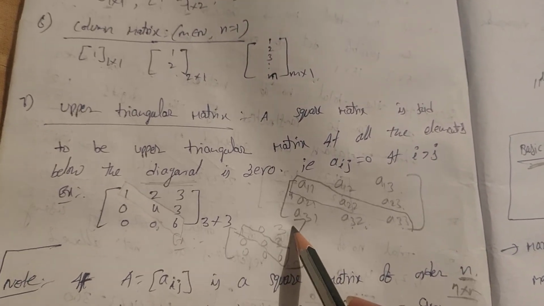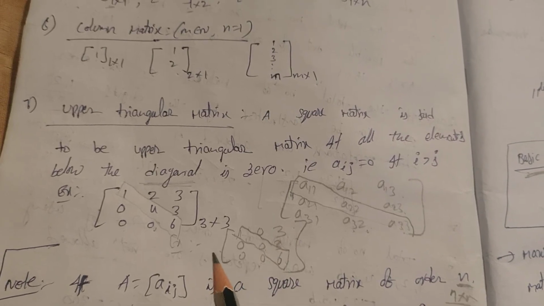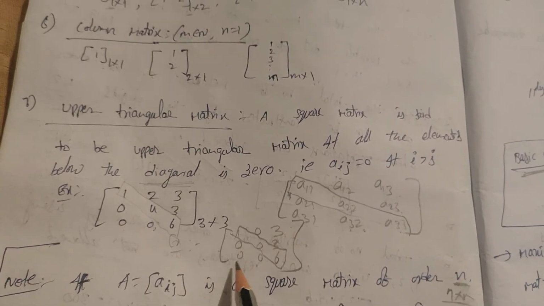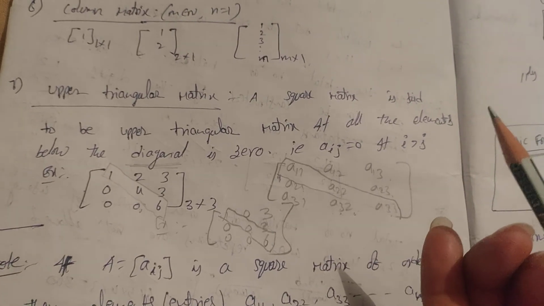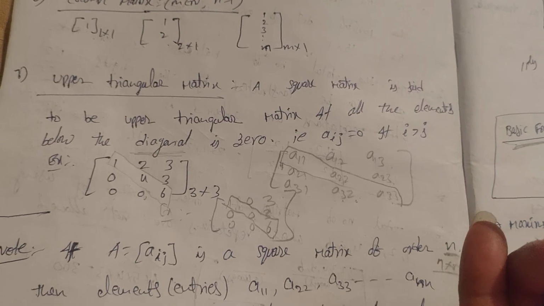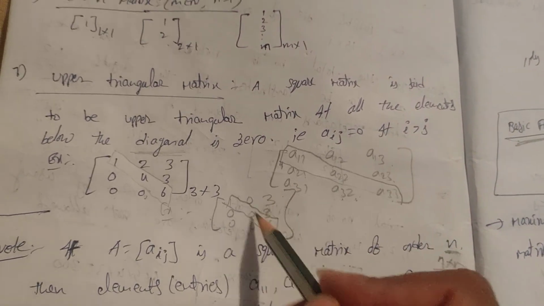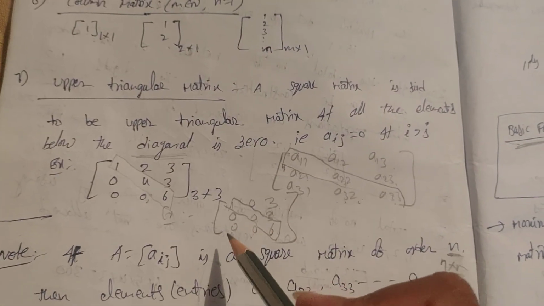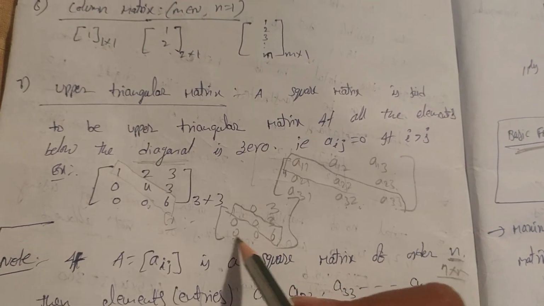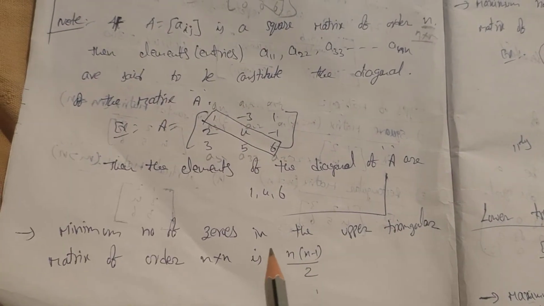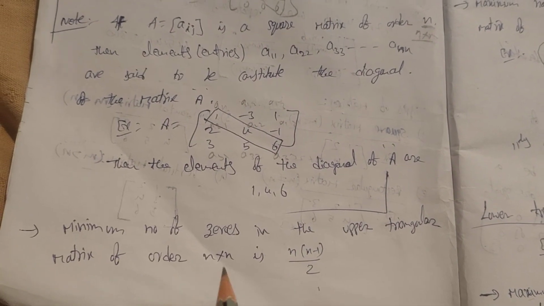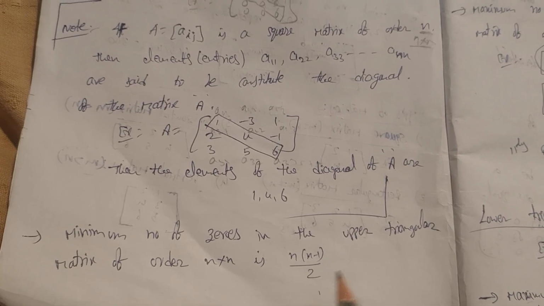Upper elements also may be 0. But if you want to say this is an upper triangular matrix, all the elements below the diagonal must be 0. That is the important thing. The remaining may or may not be 0; we don't bother about them. If you want to say it is an upper triangular matrix, check whether all elements below the diagonal are zeros or not. That is the important thing. Okay. Next one. Based on this, if you go for one example, the minimum number of zeros in an upper triangular matrix of order n by n is n into n minus 1 by 2.